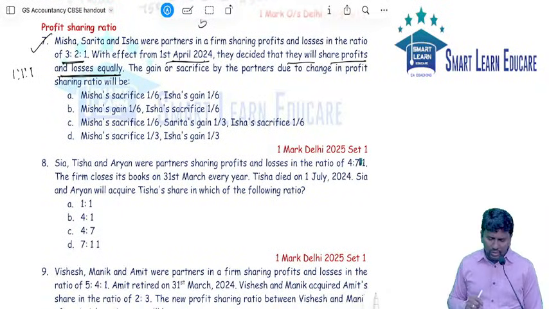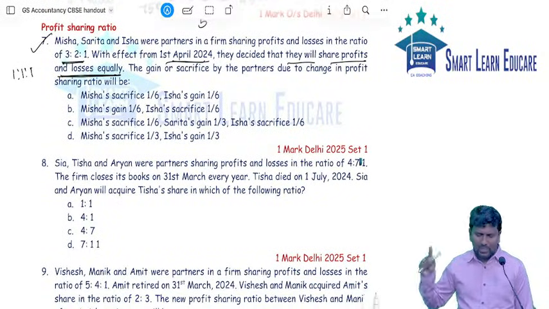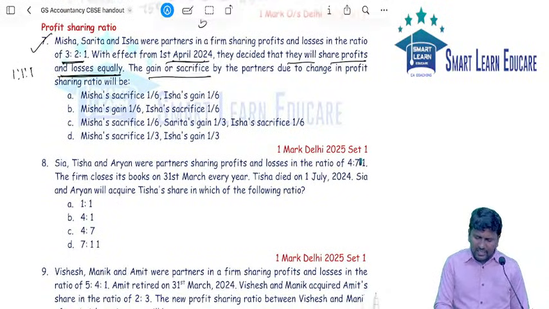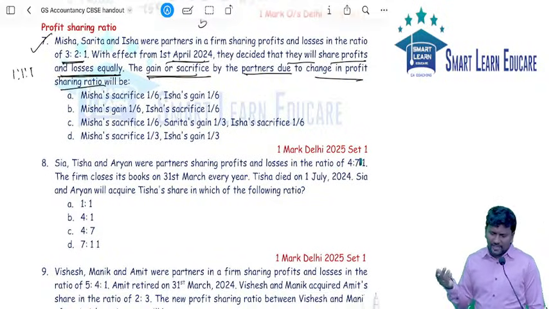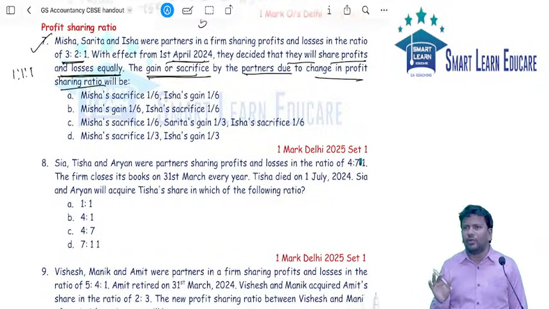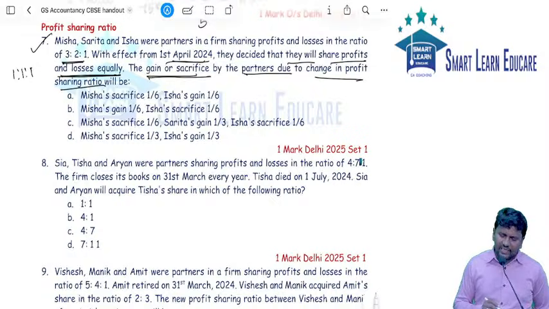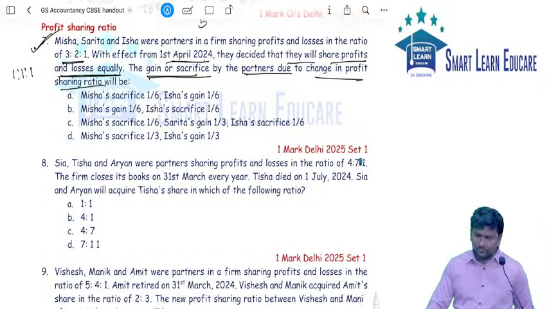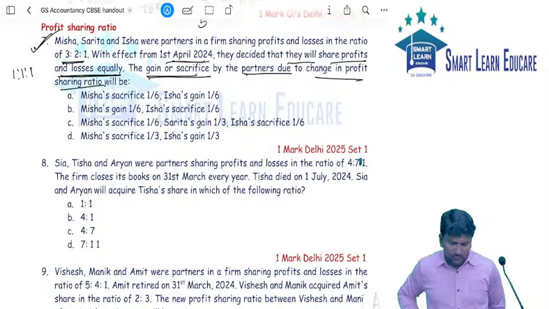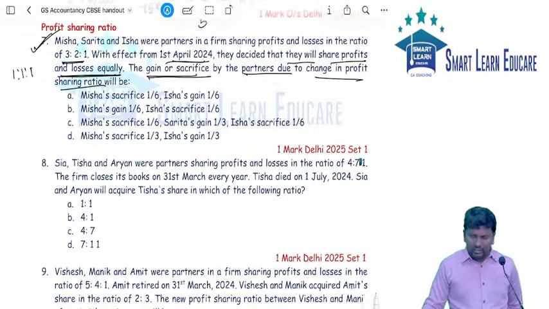Now what is the new ratio? 1:1:1. The question requirement: the gain or sacrifice by each partner due to change in profit sharing ratio. So you should find out whether the partner is sacrificing or gaining. If you get the answer in negative, it means the partner is gaining. If you get the answer in positive, it means the partner is sacrificing. Please try a simple application of the formula, old ratio minus new ratio. Try quickly.